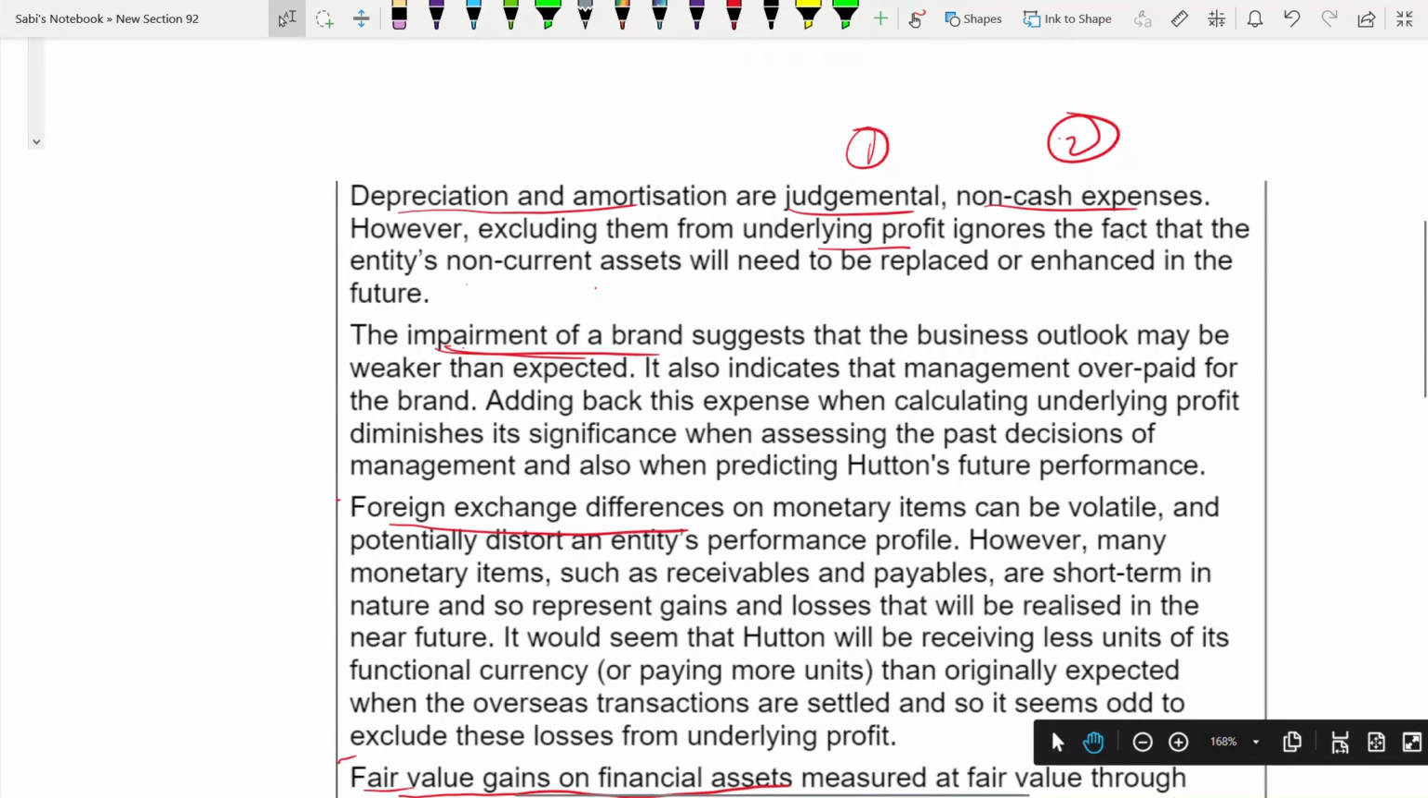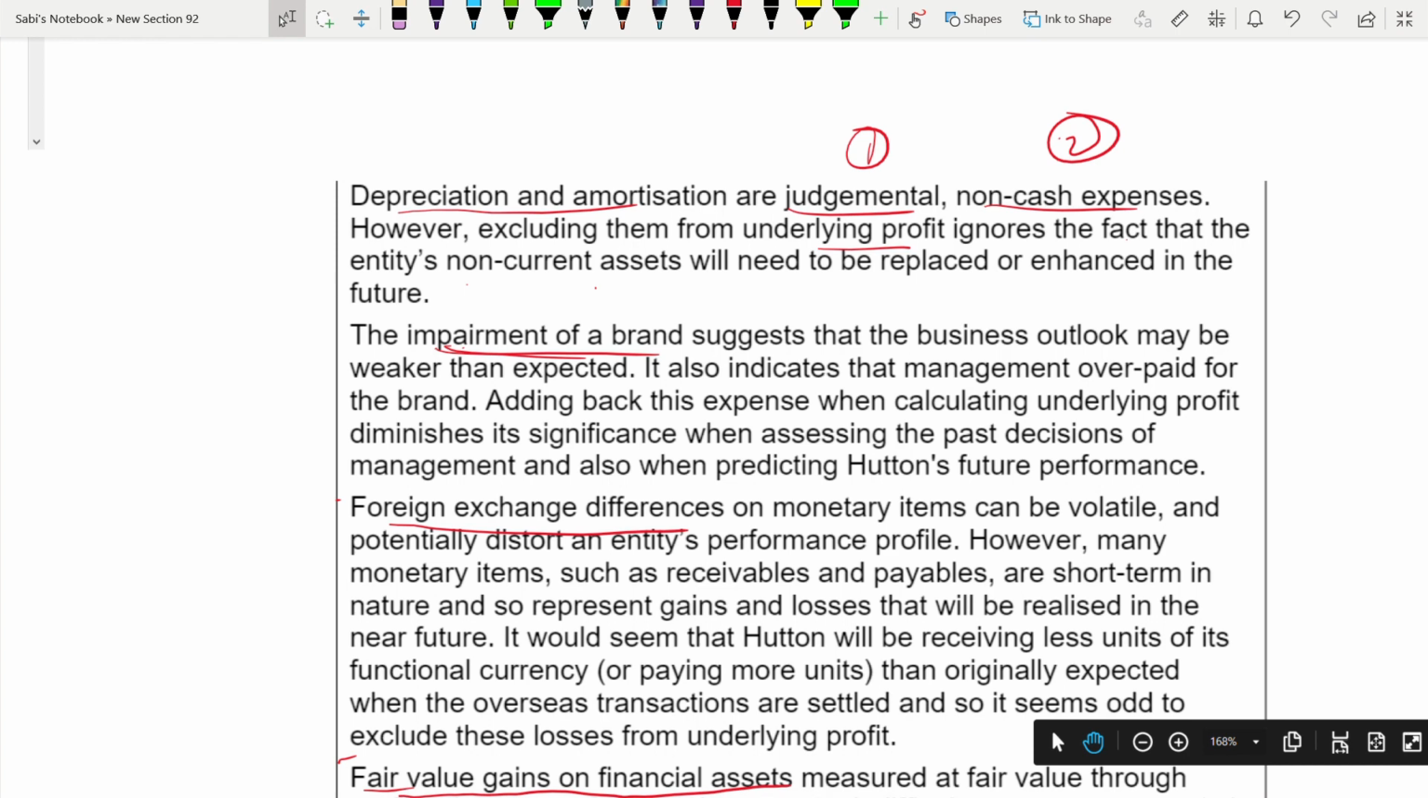Second, impairment of brand. See, because you need to include this in your underlying profit. Why? Because depreciation and amortization will happen. Even though it's judgmental and non-cash, it will happen. Your assets will wear and tear out. You need to replace it. It needs to be enhanced.